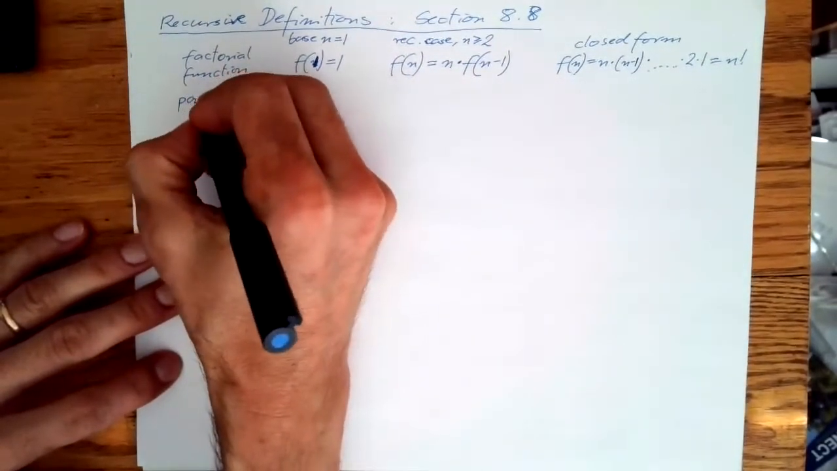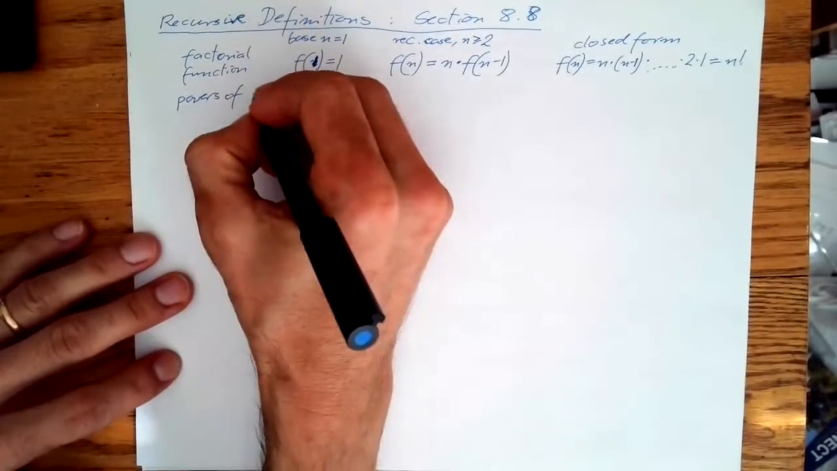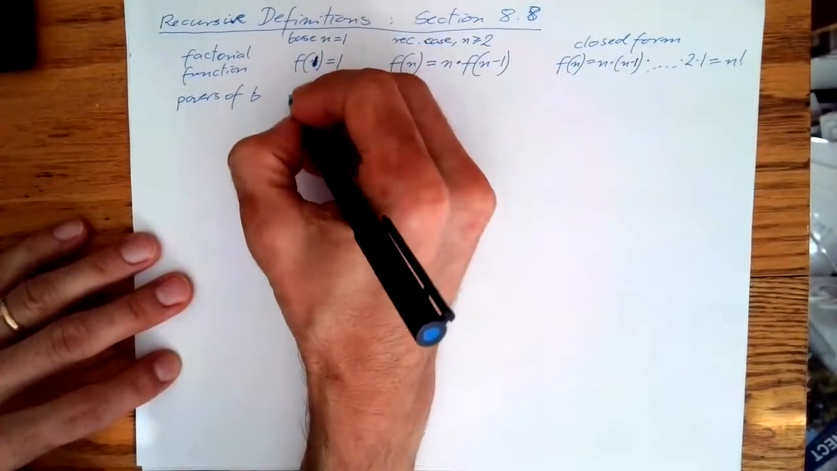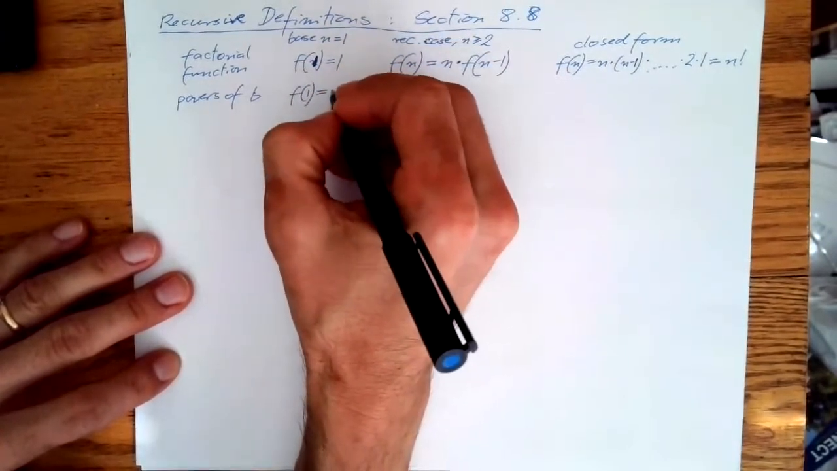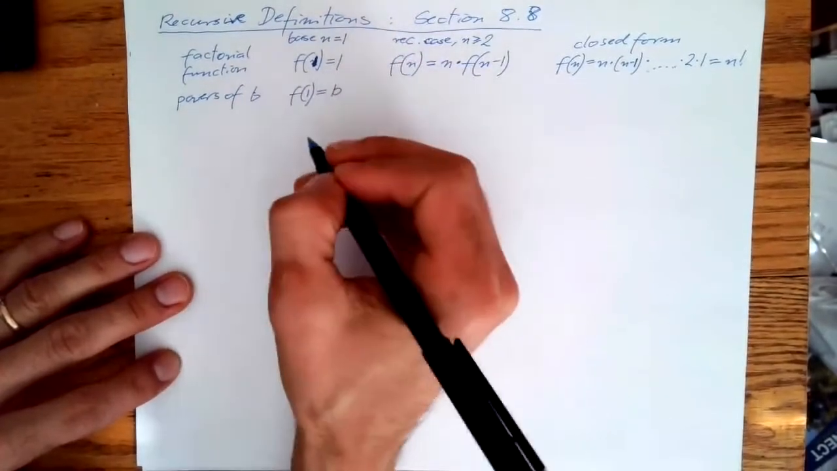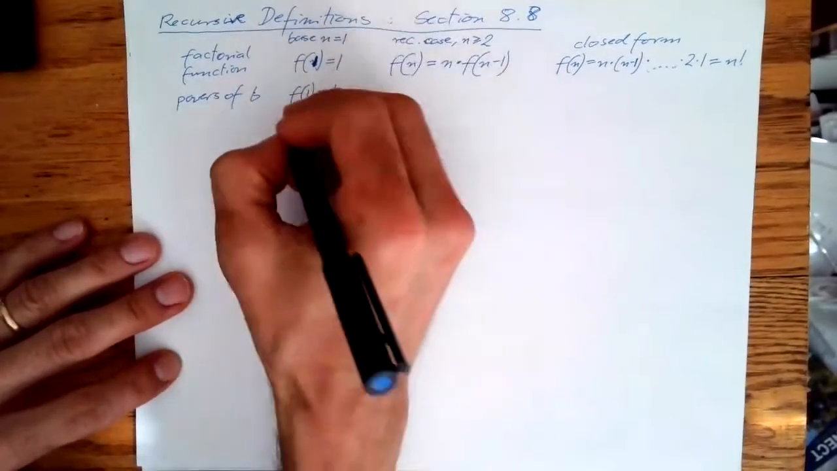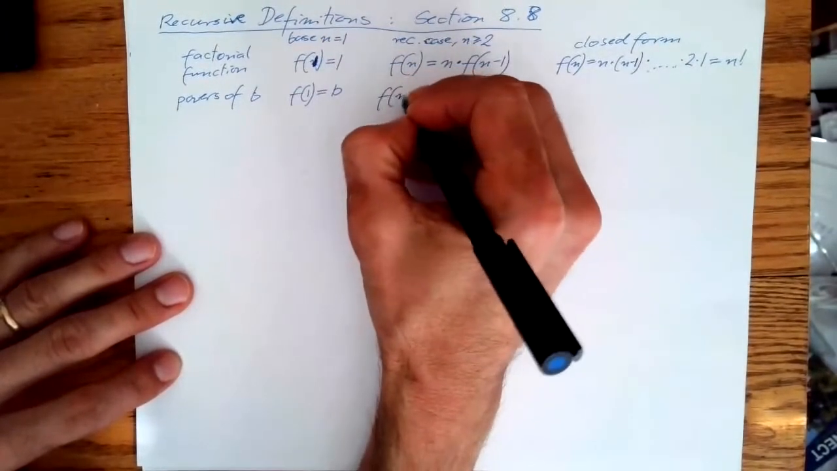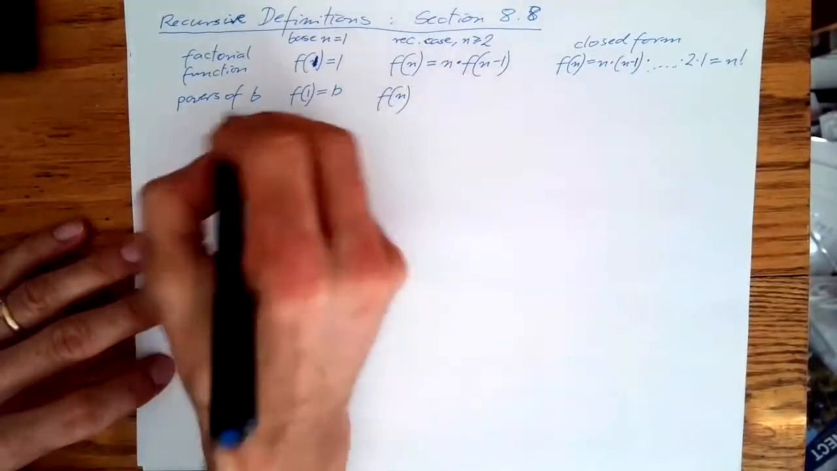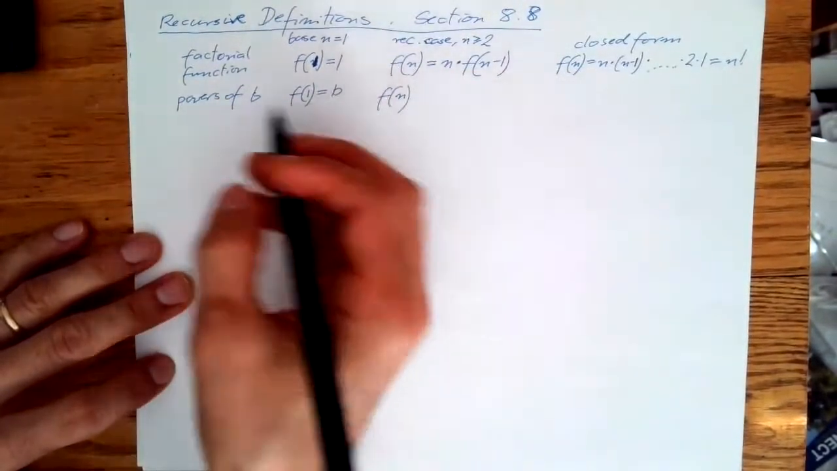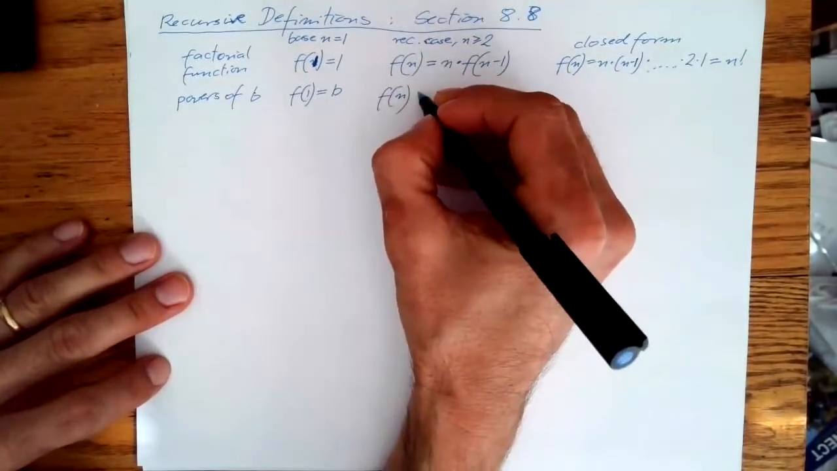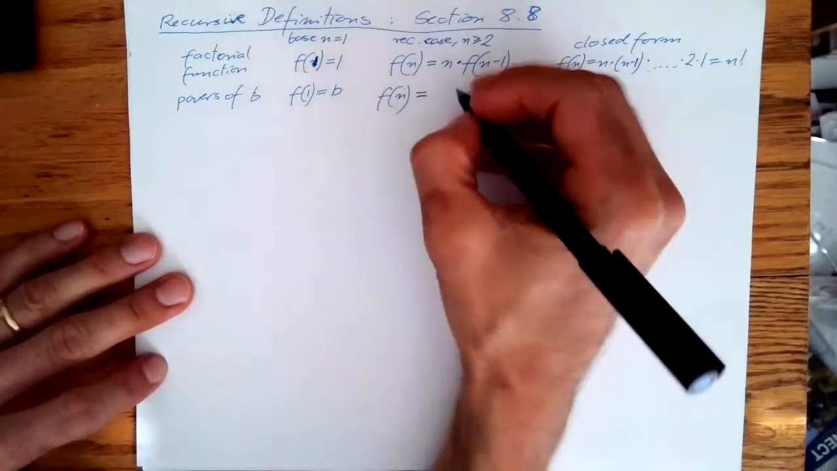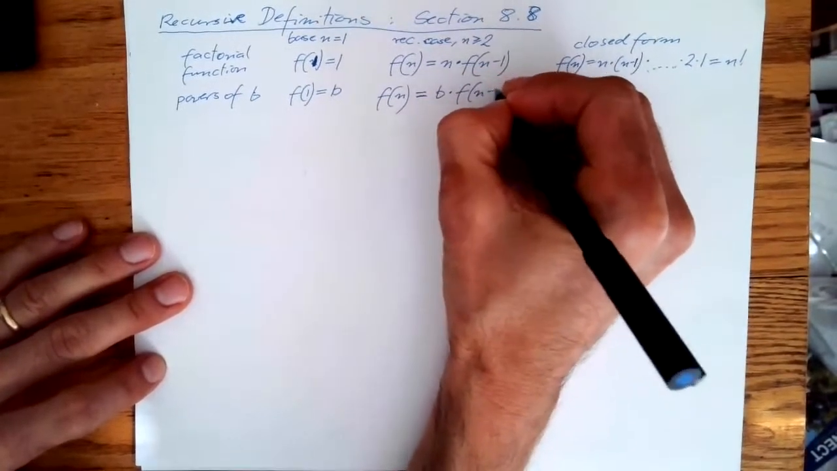Let's look at something else, like powers of some base b. In the base case, the function is defined as b, because b to the 1 is b itself. In the recursive case, the function, and I'm calling it f in both cases, that is an arbitrary choice, f of n is b times f of n minus 1.